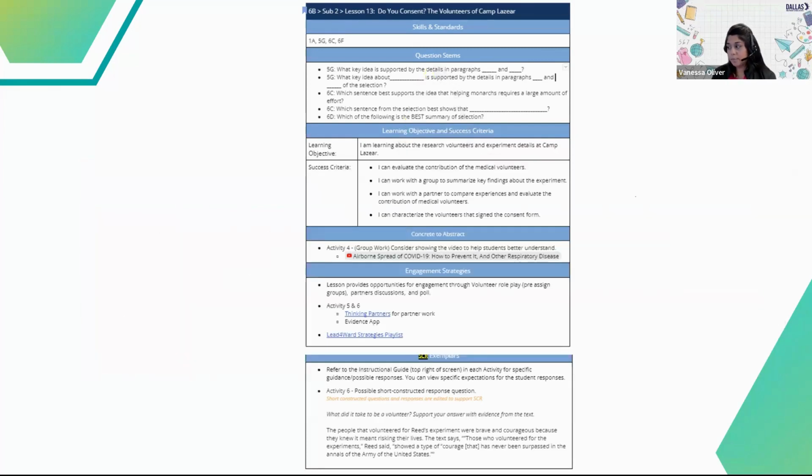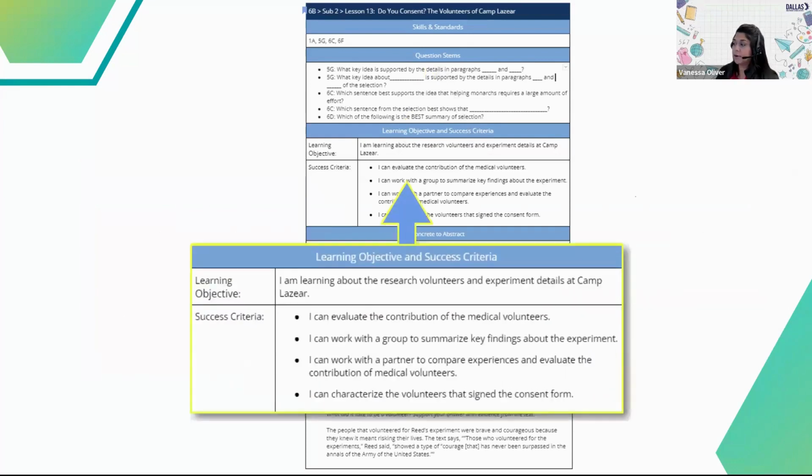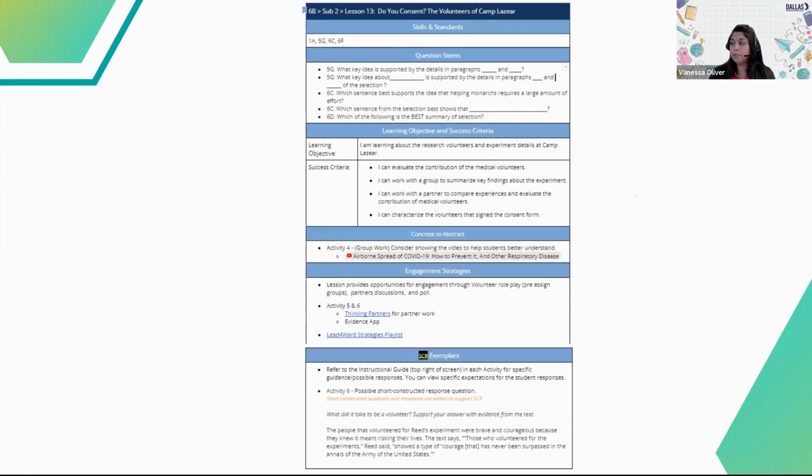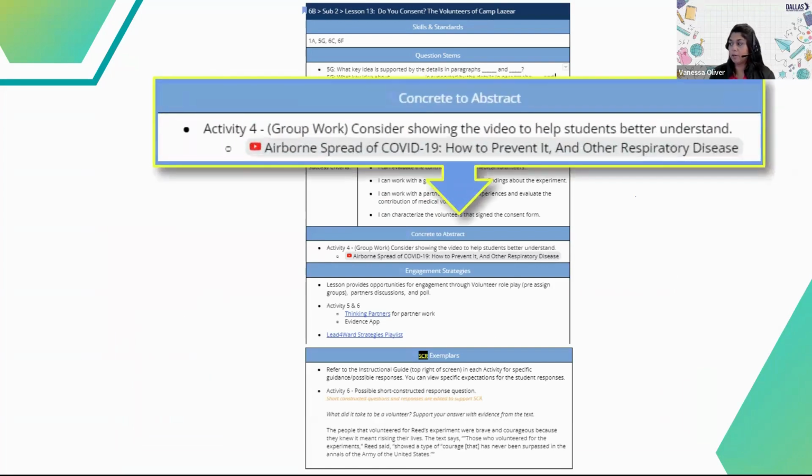Below the question stems, you'll find the learning objective and success criteria for the lesson. These are ready for you to post in your classrooms. Then we've added a new section to our Clarity document this year called Concrete to Abstract. Think of these as bridging the knowledge. These are activities to build background knowledge about content and/or reinforce reading and writing skills.